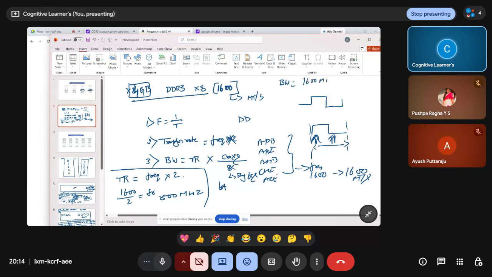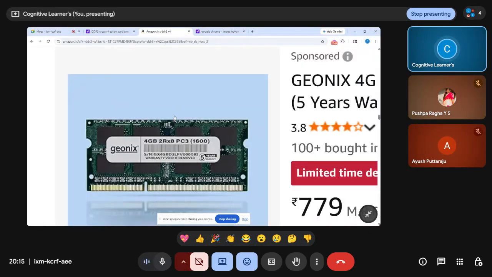1600 mega is nothing but 10 to the power of 6. Okay, next, cross 8, right? Cross 8, divided by 8. I need the bandwidth in terms of bytes, so for that reason we divide by 8. The 8 cancels. What is the bandwidth? 1600 megabytes per second. That is the bandwidth of this card.